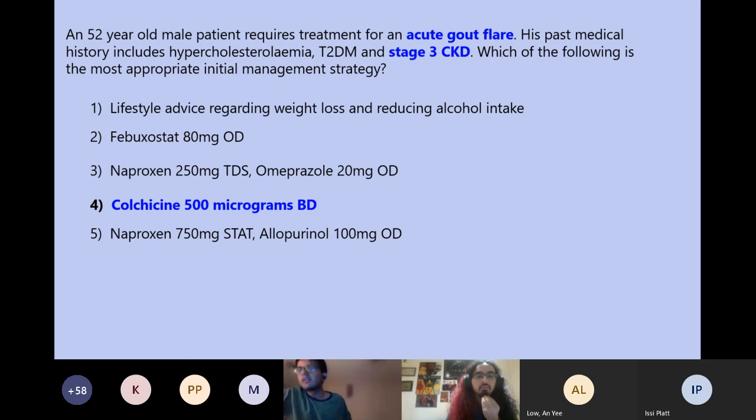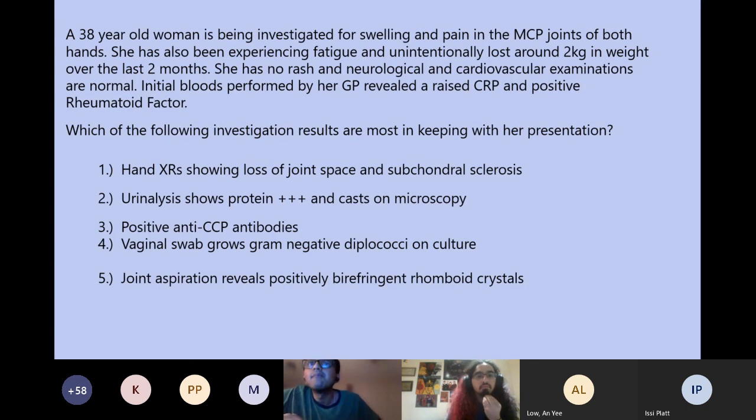The febuxostat we didn't talk about. It's another prophylactic drug you can use for gout. Read up about it. Naproxen is an NSAID, so don't give that because they've got stage 3 CKD. But yeah, exactly what she said. Fine. If you've got any questions about any of these, just drop them in the chat.